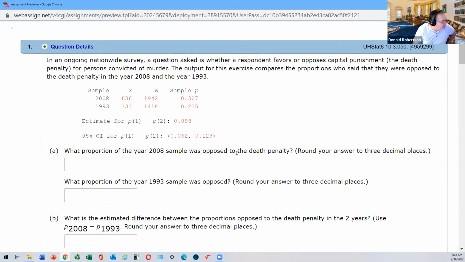So what proportion were opposed to it? Oh, this is opposed. So copy this guy, put that in there. What about the other year? Put that guy in. What's the difference between the two? Well, it's there. Can you see it? And I'm basically just looking here and putting down the number for whatever it is they're asking, right?